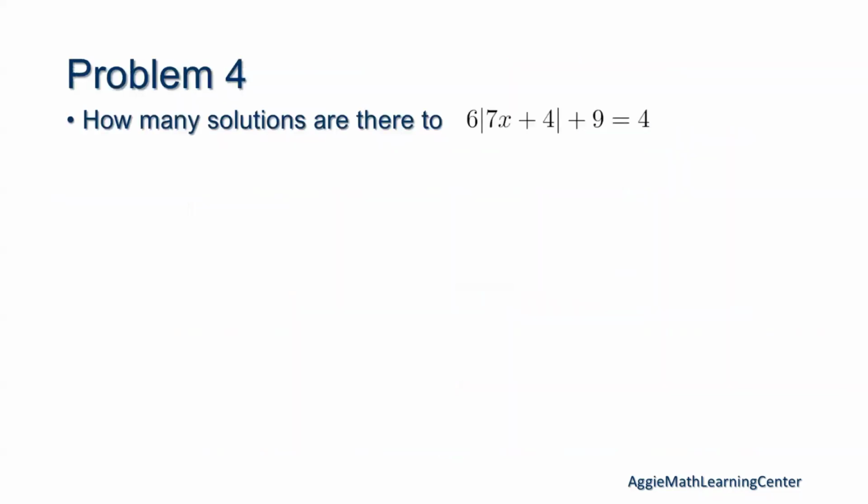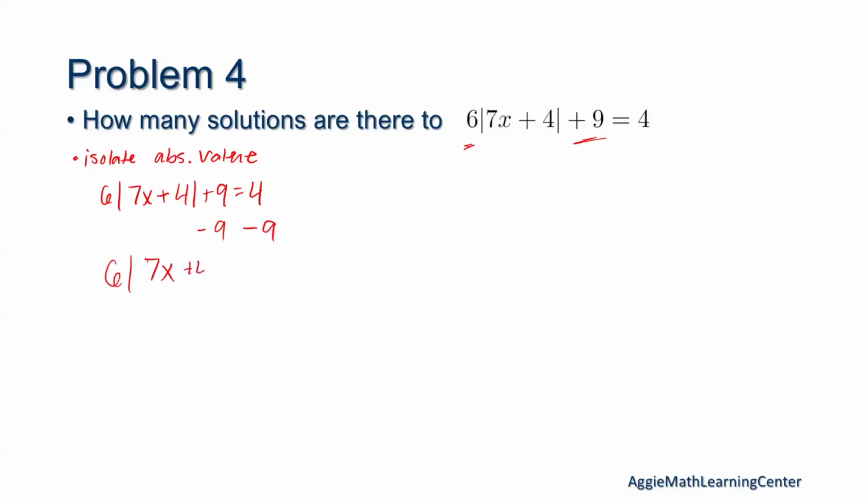Okay, so problem 4, how many solutions are there to this given equation? First, we want to isolate our absolute value. In this case, it's not already isolated. We've got this 9 here and we've got the 6 here. So if I have 6 times the absolute value of 7x plus 4, plus 9 equals 4, I want to get the absolute value by itself, so I'll move this 9 over. So now we have 6 times the absolute value of 7x plus 4 equals negative 5.